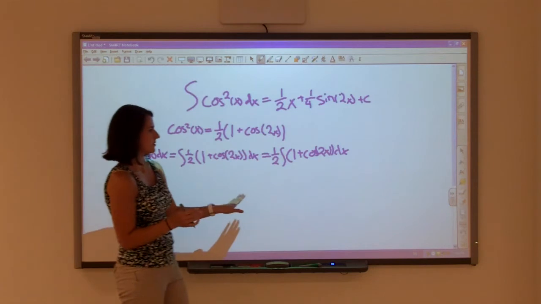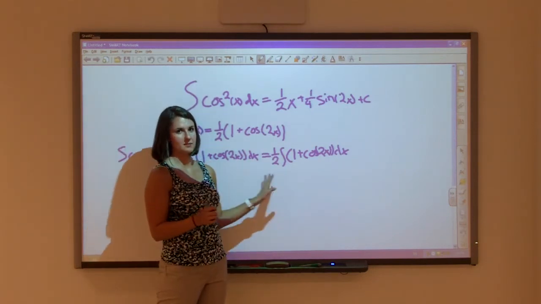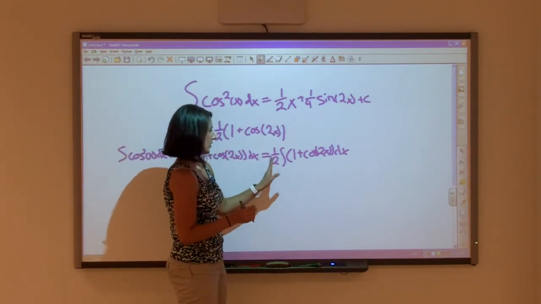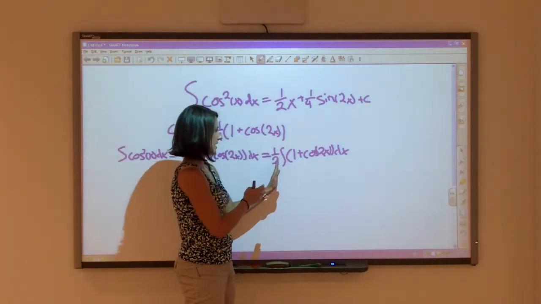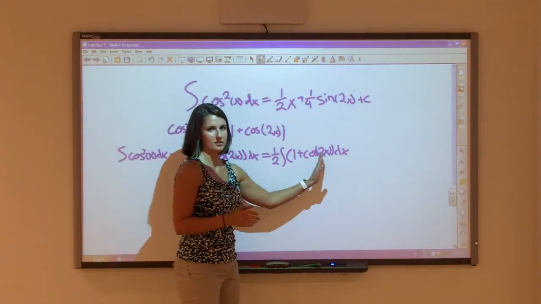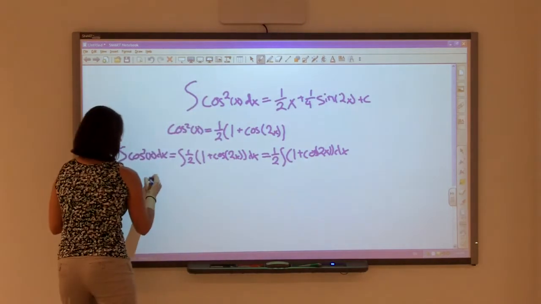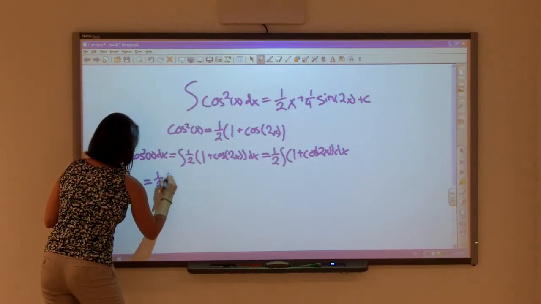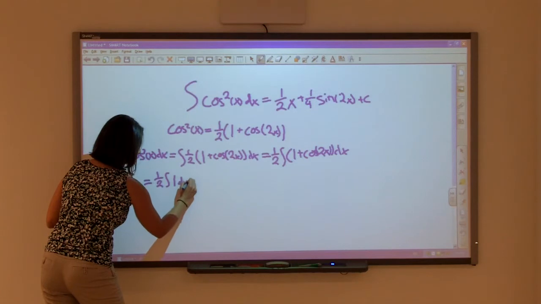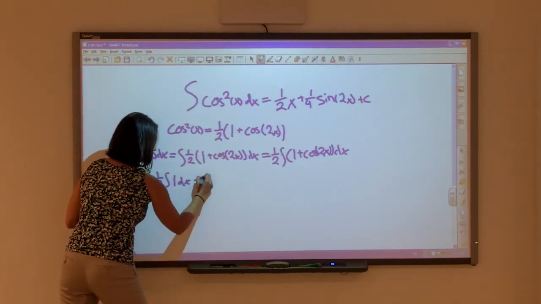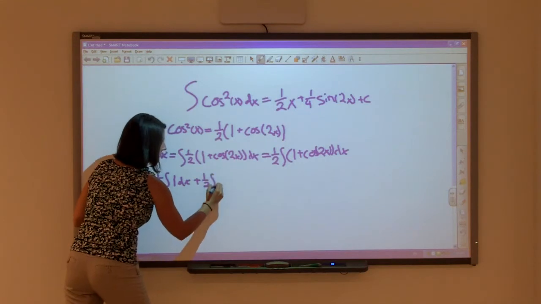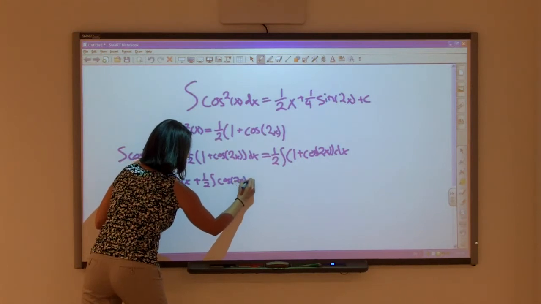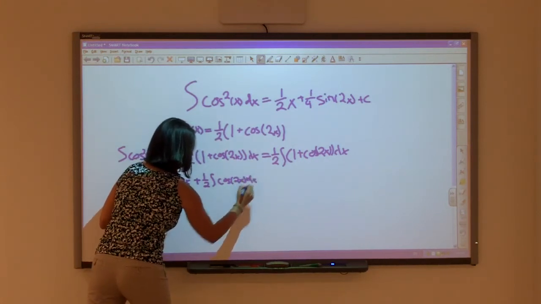Alright. Now we can use another of our properties, the additive property that we used. So we're going to take this 1/2 integral and apply it to both the 1 and the cosine portion of this. Alright? So it's going to look like 1/2 of the integral of 1 dx plus 1/2 of the integral of cosine of 2x dx.